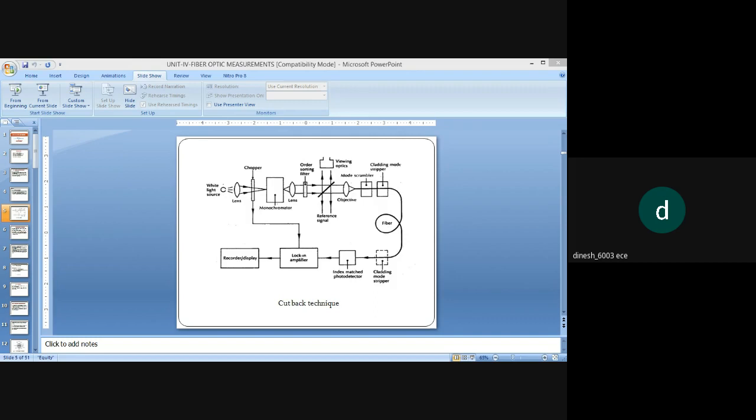The same is being transferred to an objective. Then it is given to a mode scrambler and to a cladding mode stripper. Then we will have the optical fiber, which is this. So this fiber, when it goes on, then we have the cladding mode stripper, the same. Then we have the index matched photodetector. Then we have a lock-in amplifier. Then the recorder or display, such that the attenuation is being measured.